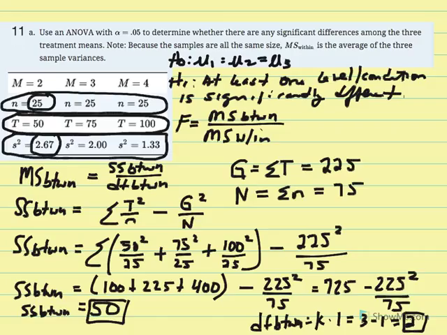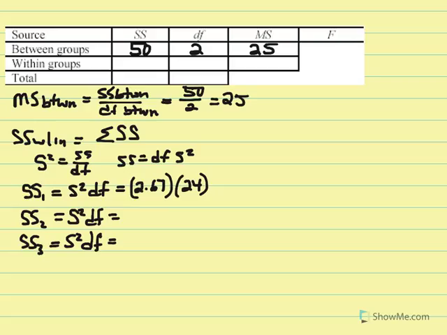So for our second sample, variance is equal to 2. And the third one is equal to 1.33. And the degrees of freedom are going to be the same since n is equal to 25. So this would be 2 multiplied by degrees of freedom, 24. And the last one would be 1.33 multiplied by 24. Again, we were given variance, so we don't need to do anything else other than multiply by its corresponding degrees of freedom.